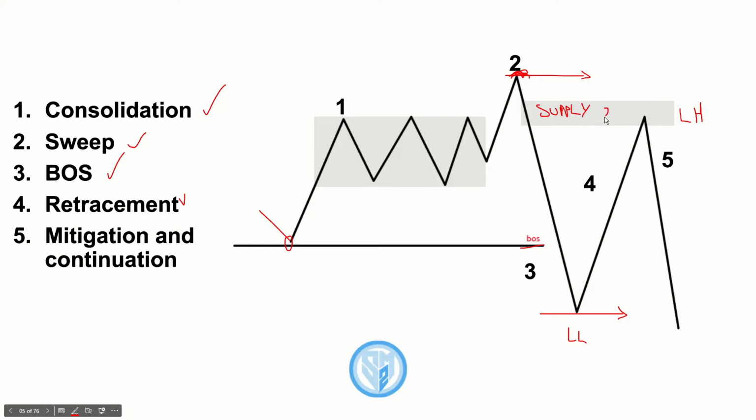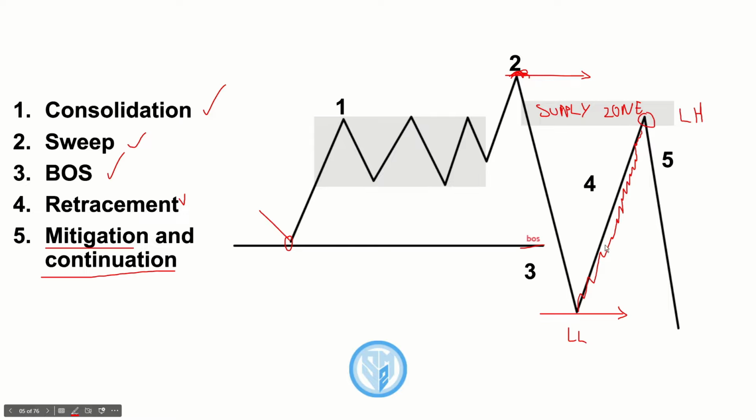right here, right? This supply zone right here is where price is going to be slowly retracing towards, to eventually lead us to step number 5, which is the mitigation and then the continuation of price. So first, part of this step number 5 is mitigation, and that is when price taps into the retracement point, which is this supply zone.